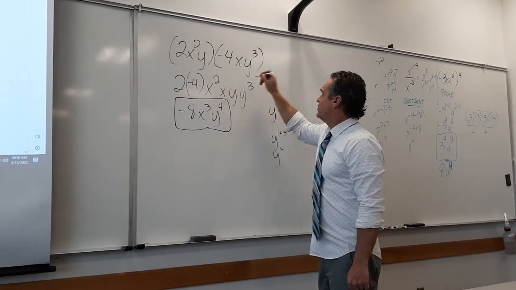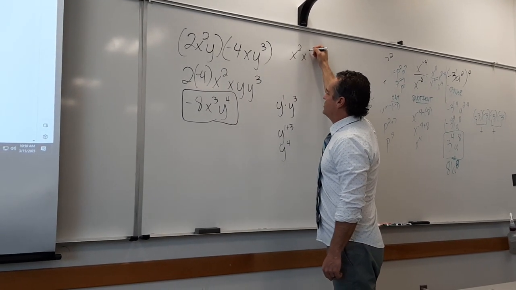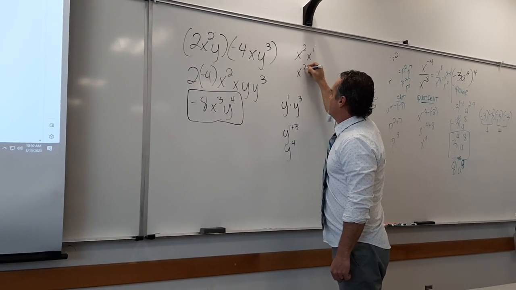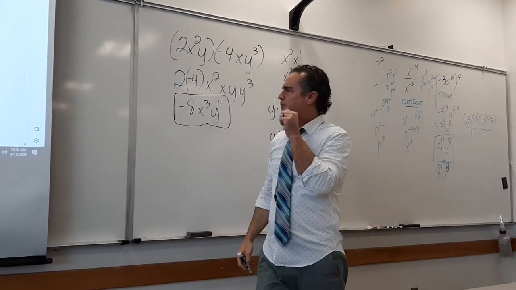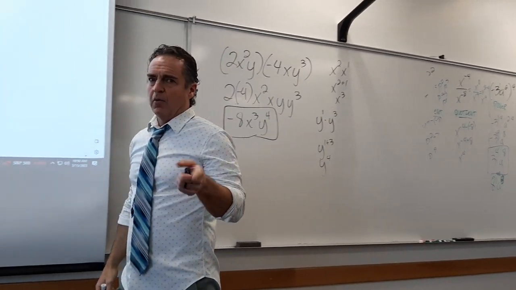Same thing with x squared x. Look up here. X squared x is the same as x squared times x to the first, which is x to the 2 plus 1, which makes x to the third, right? Okay? Very good. Okay, so now, what are you going to do?